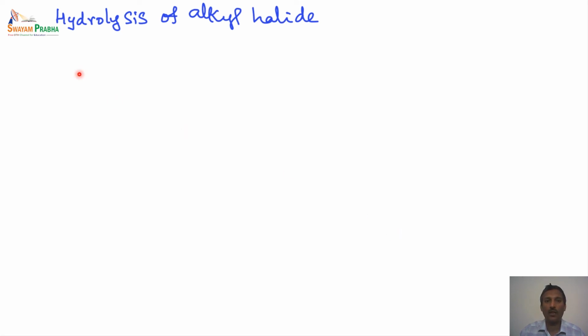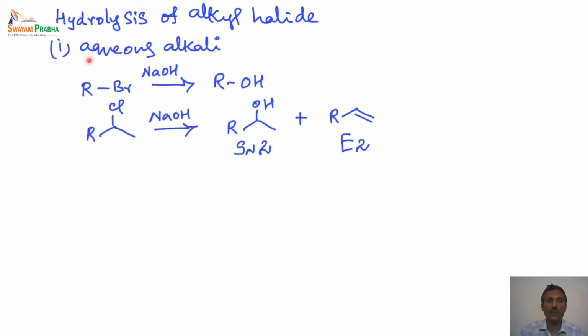And let us look at the hydrolysis of alkyl halide reactions. So the first one is the reaction with aqueous alkali. So when we talk about an alkyl bromide, when it is treated with sodium hydroxide, we can get alcohol as the product. So this is one of the methods for the synthesis of alcohols. And when we have a secondary chloride, when treated with sodium hydroxide, we have 2 types of reaction possible. One is the substitution reaction by SN2 mechanism. Another one is the elimination, which also occurs in this particular case.